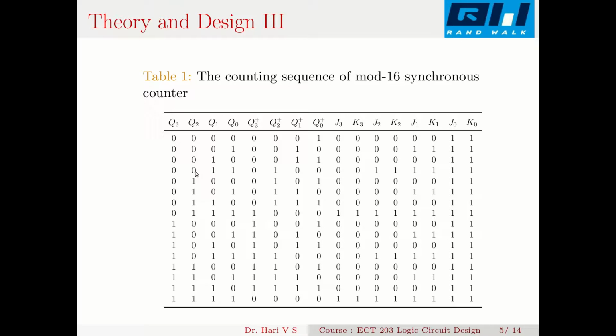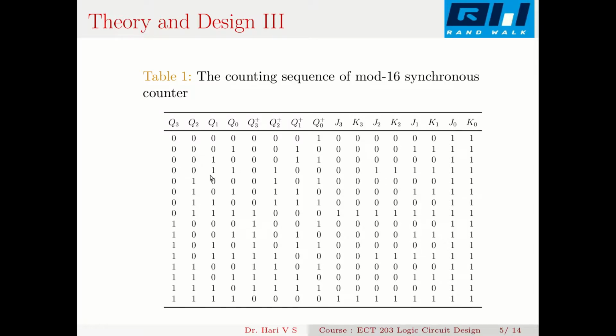Okay, what is Q2 here? Q2 is there, Q2 plus is there. For the first three rows, Q2 does not change. Q2 is 0 0 0 and Q2 plus is 0 0 0. So for the first three rows, J2 K2 should be 0 0, the previous state. For the fourth case, Q2 is 0 and Q2 plus is 1. So there is toggling, so J2 is equal to K2 equal to 1.